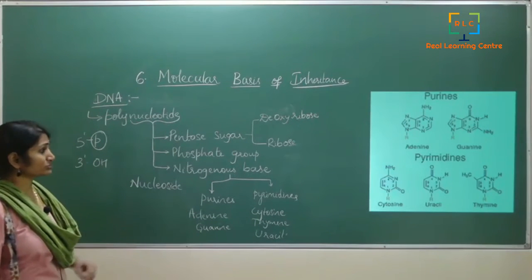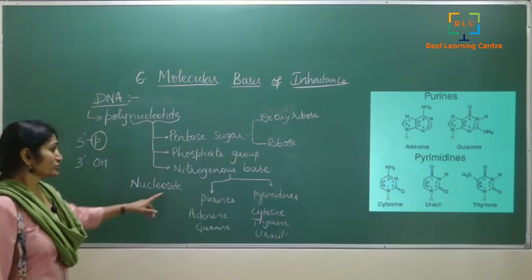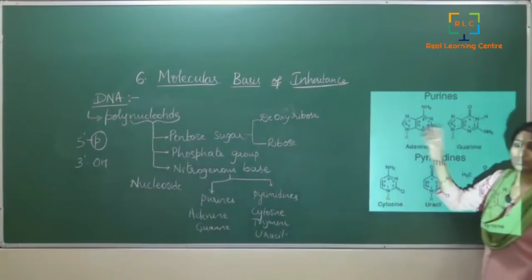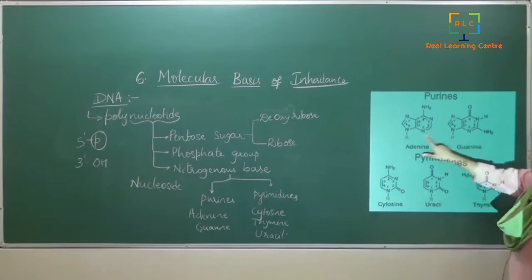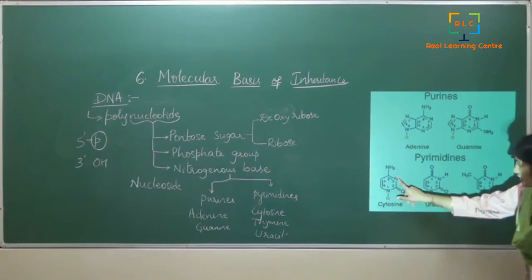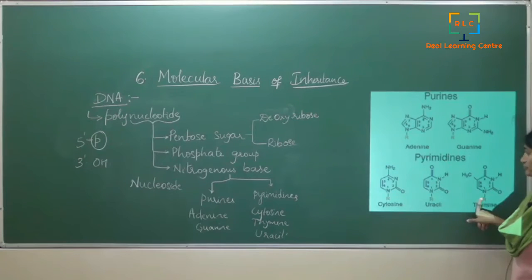So I told you about the purines and the pyrimidines, right? So purines are adenine and guanine. You can see that there are two ringed structures basically with nitrogen present in them, so we call them the nitrogenous bases. And then we have the pyrimidines, which again have nitrogen present in them, but you see they are single ringed structures, so I call them the pyrimidines.